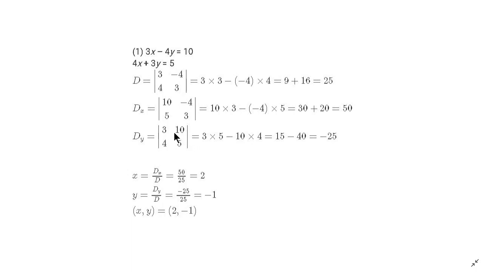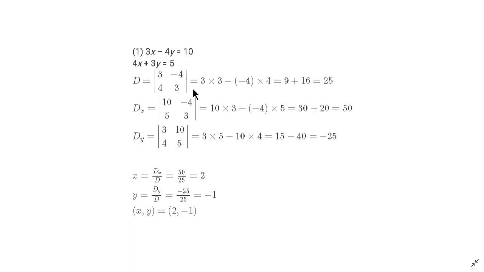It is not a complex thing. We are just writing the determinants every time in the same routine. We write the D determinant as the coefficients of x and y in ordered pairs: this should be x, this should be y, this should be x, this should be y. Then when dx comes in, we replace the x values, which are 3 and 4 in the first column, the x column, with 10 and 5. And we replace the coefficients of y by 10 and 5 in the dy determinant. So it is quite simple to understand and remember.